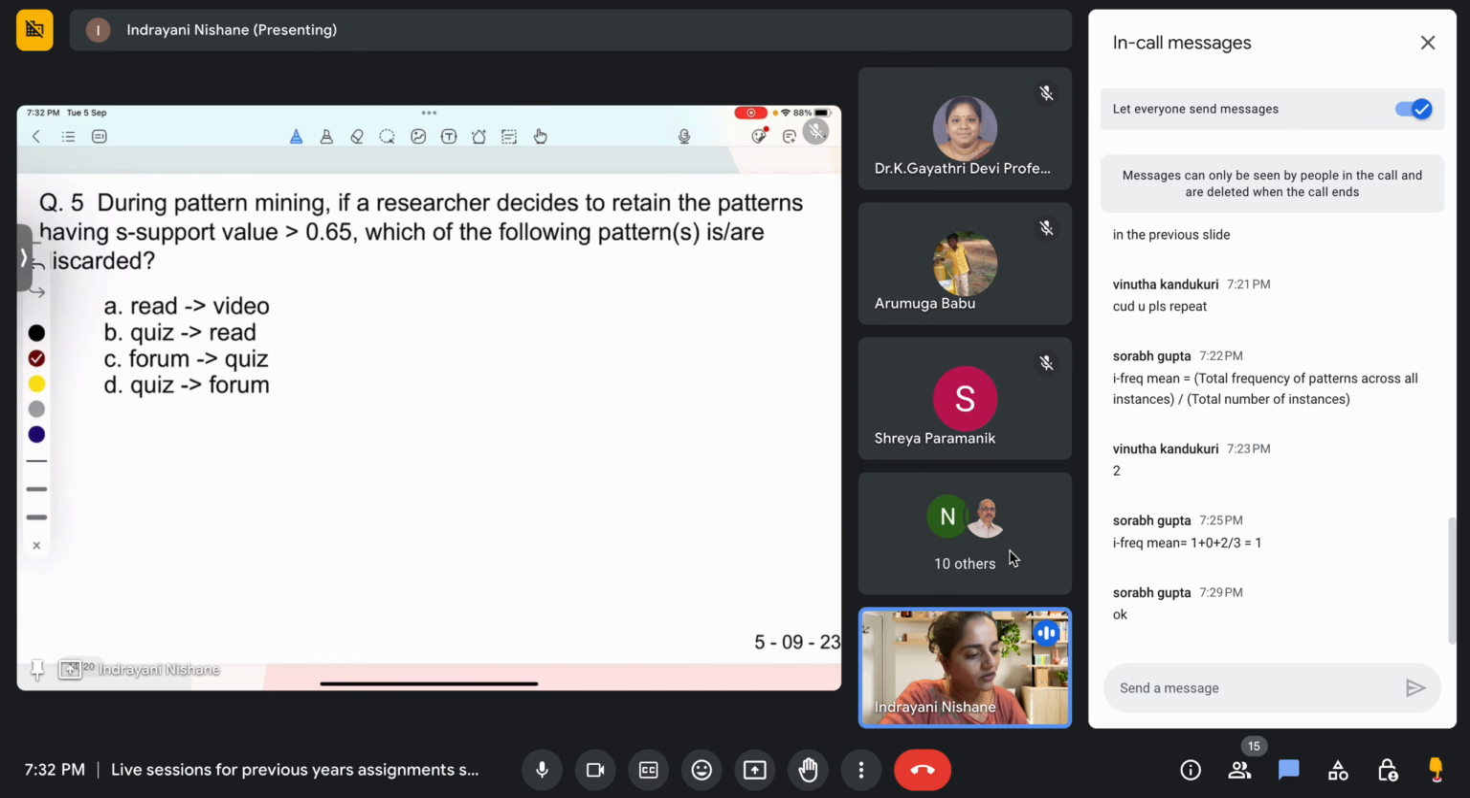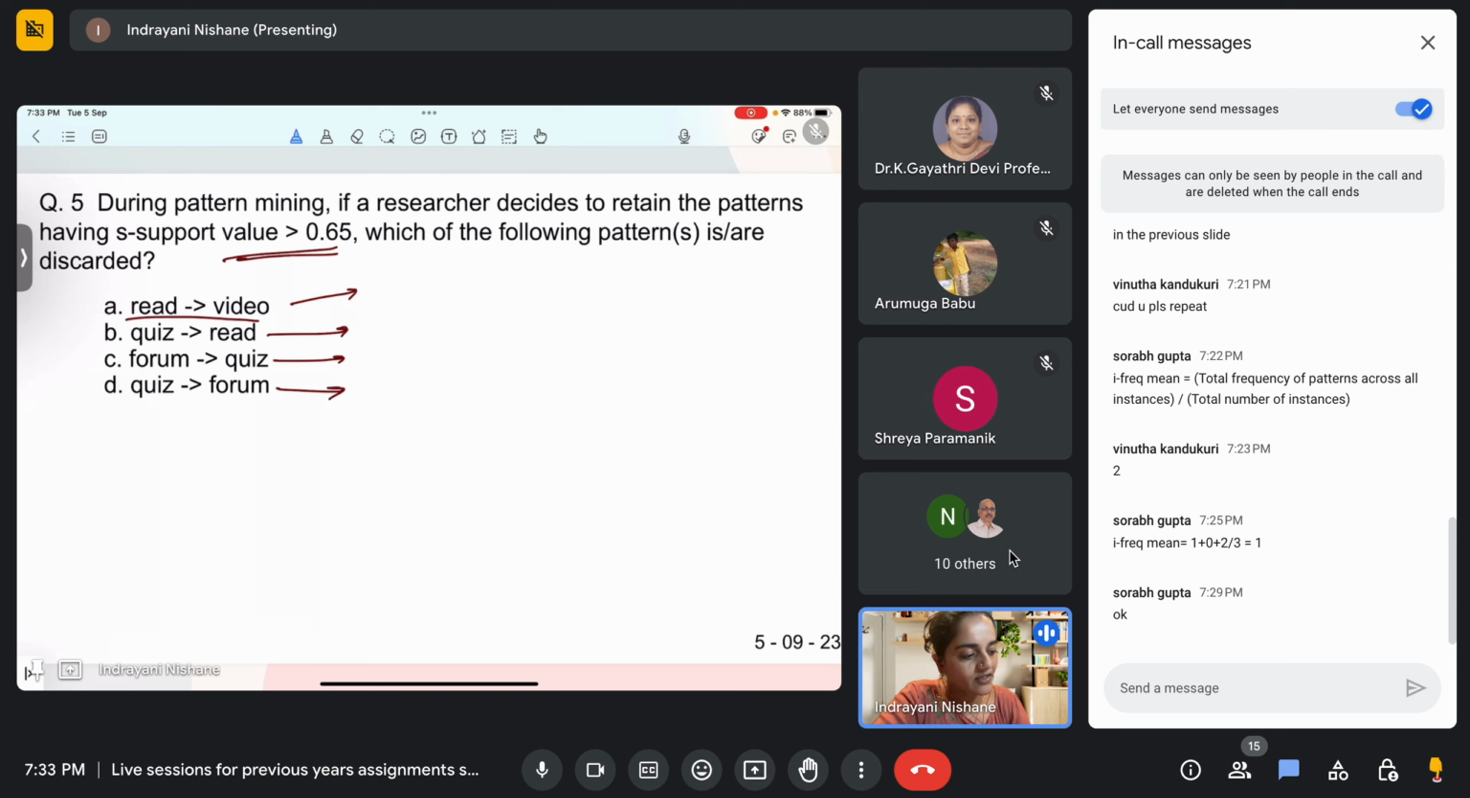Okay, we move on to the next thing. Gayatri ji had one doubt regarding how we decide which is significant and which is not. So maybe doing this exercise will make your answer clearer. This question says that during pattern mining, if a researcher decides to retain the patterns having S support value greater than 0.65, which of the following patterns are discarded? So what we will do is make observations for all these patterns.